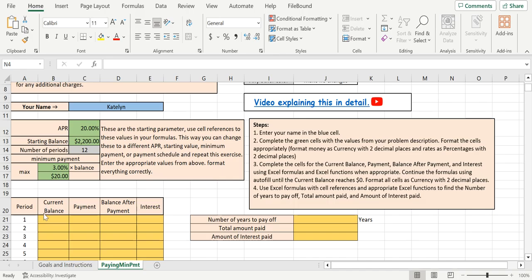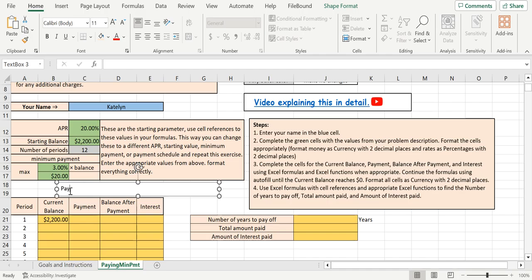All right, so let's start by bringing down our current balance. So I'm going to cell reference our starting balance for the very first current balance for the very first period. So I'm going to type my equal sign, I'm going to click on that starting balance, and I'm going to hit enter. So I'm starting out with $2,200. Now let's work through the payment formula. There's a couple different parts of this payment formula, so let me write off to the side what we're doing, and then we can put it all together in the formula.